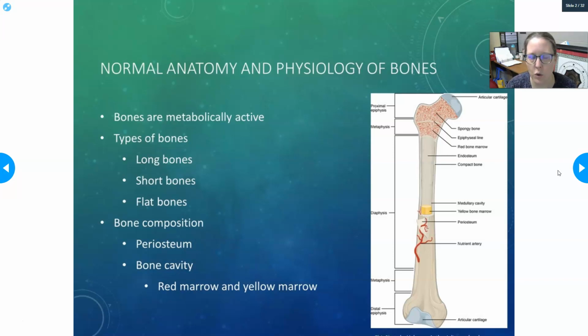And let's just quickly review the normal anatomy and physiology of bones. So bones are metabolically active. They're not dead like we think of, a dead skeleton. The bones are actually tissue that's alive. Bone matter is being regenerated, replaced all the time throughout your life. And so that is important. And you have to have the right nutrition, the right amount of minerals for this to happen optimally.